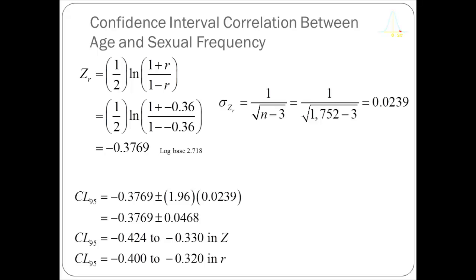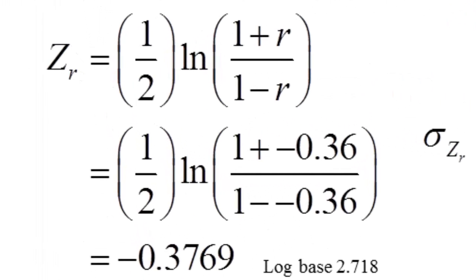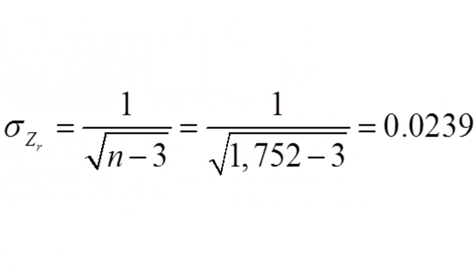Step 4, calculate the statistic. Well, a little bit of two steps here. Step number 1, go ahead and convert the Pearson's correlation coefficient of minus 0.36 to some Z unit. When I go through that process and I use my log base e, I get minus 0.3769. Then I go ahead and calculate my standard error, which is simply 1 divided by the square root of n minus 3, and I get 0.0239. Notice how small that standard error is, and that's because I have a very large sample size here.